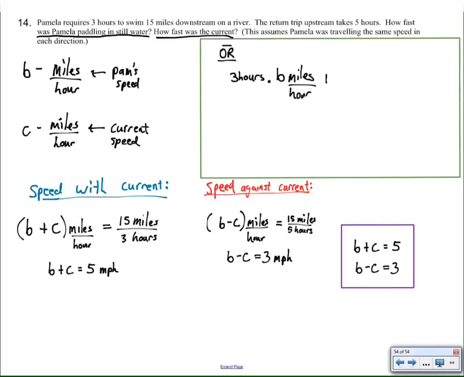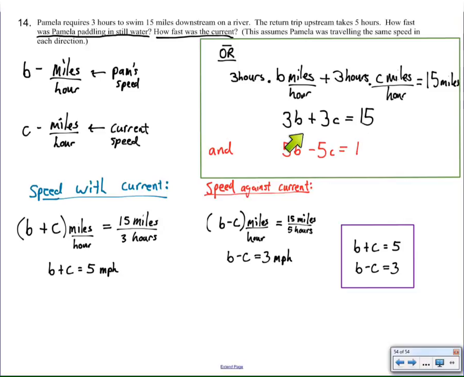Now, some people use their dimensional analysis this way. They actually use distance equals rate times time, and you can end up with 3 hours times b miles per hour plus 3 hours times c miles per hour is a total of 15 miles. In other words, spending 3 hours with our rate plus the river rate, that should give us the total distance traveled. Taking away the hybridization and just looking at the math, it's a nice clean 3b plus 3c equals 15. Notice if we divide everything by 3 hours, we're going to get b plus c equals 5. So this is the same system.